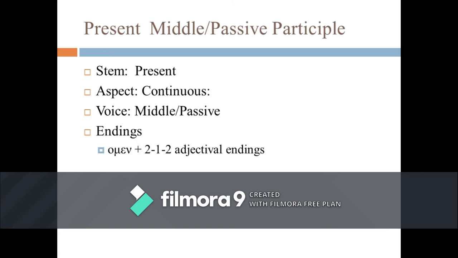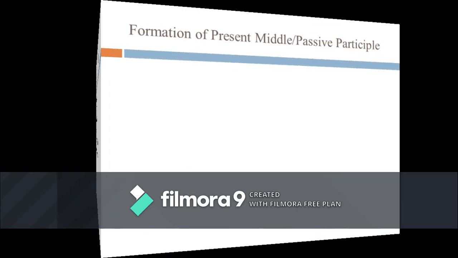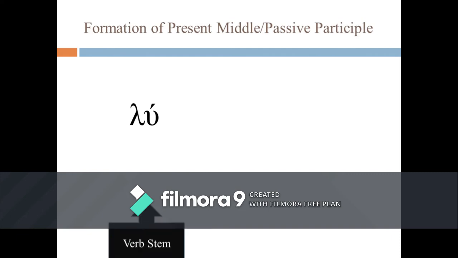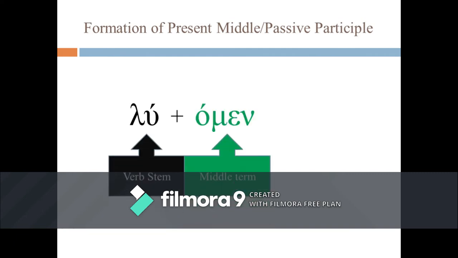This is the present. And the endings are the term menos. They should remember menos, plus the 2-1-2 adjectival ending. In the active, we had no ending plus 3-1-3 adjectival. In the middle, we have menos plus 2-1-2. Trust me, you're going to get so used to seeing menos that when you see it, you're just going to know participle. And the translation, what we will get to, is while being loosed. So the formation of the present middle passive participle. We have the verb stem, of course, lu. And then we're going to add what I call the middle term. And this is just one you're going to remember.